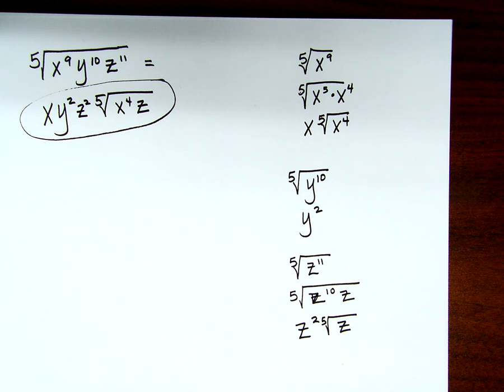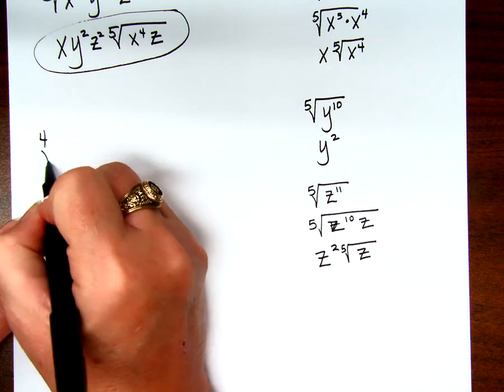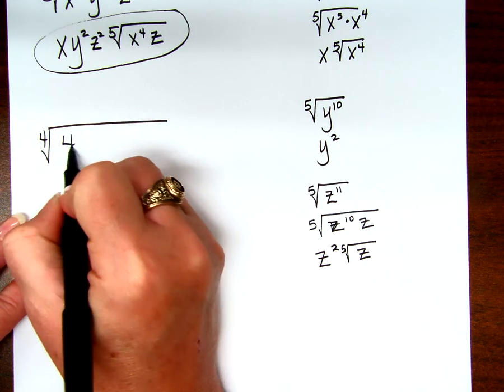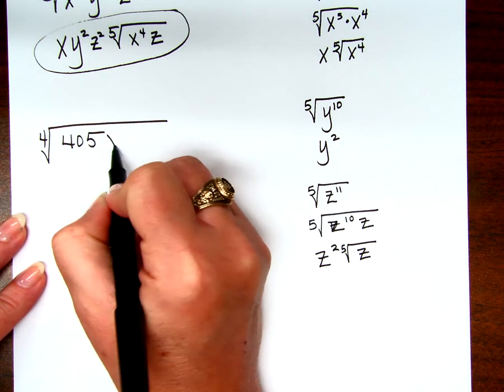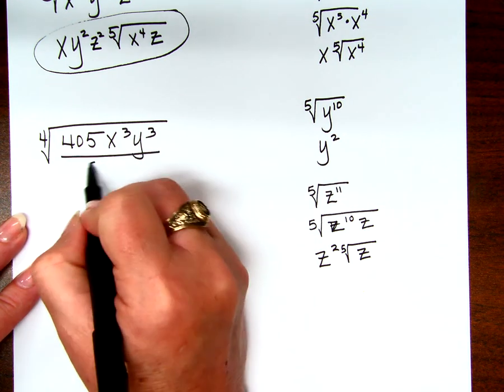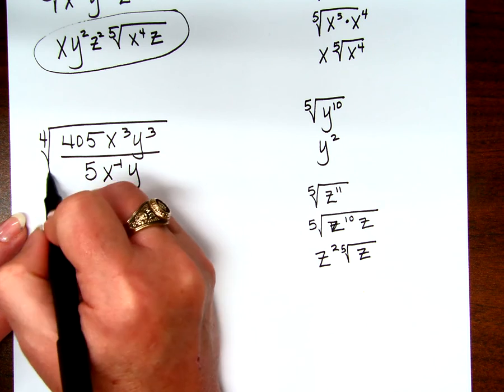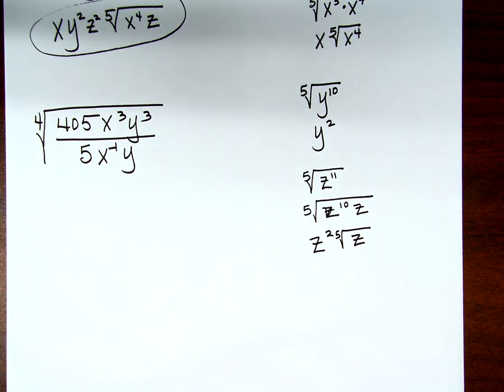You want a hard one? Of course you do. Excellent. The fourth root of 405 x to the third y to the third over 5x to the negative 1 y. This one just looks messy, doesn't it?